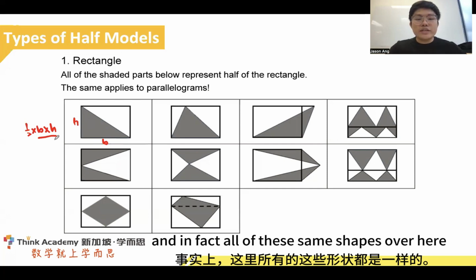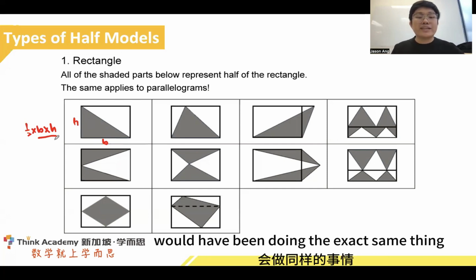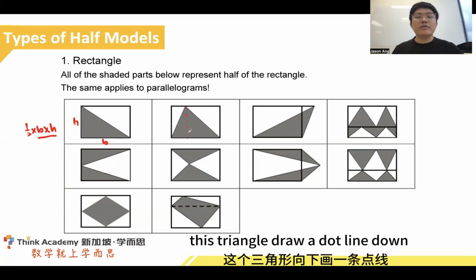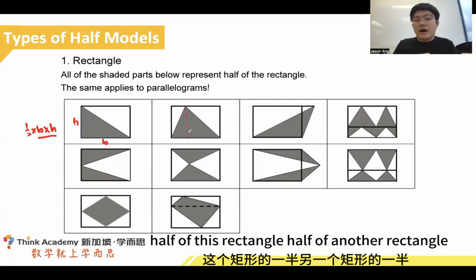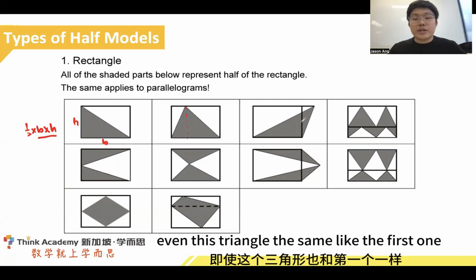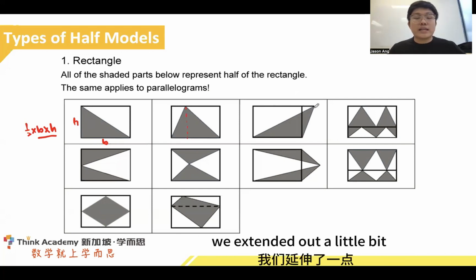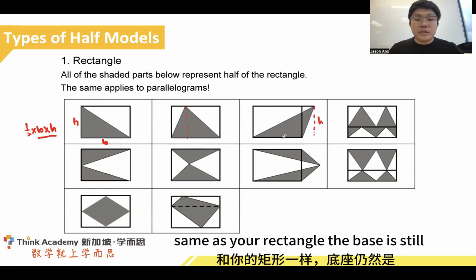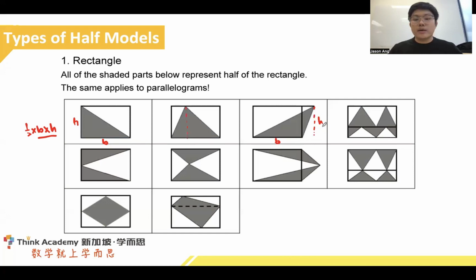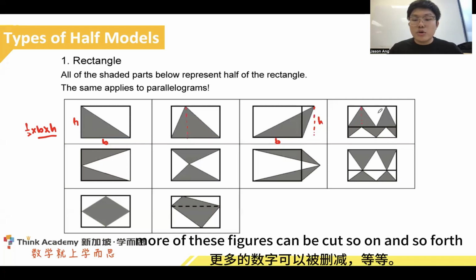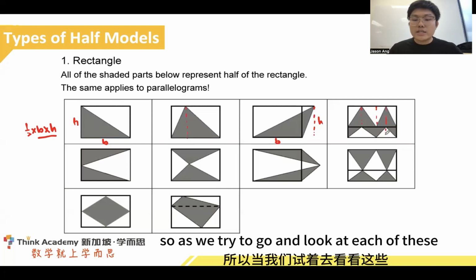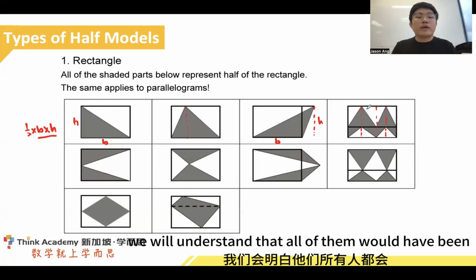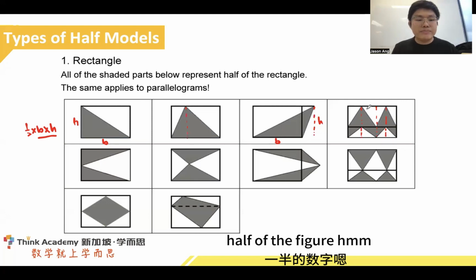And in fact, all of these same shapes over here would have been doing the exact same thing. As you can see here, this triangle, draw a dotted line down, half of this rectangle, half of another rectangle. Even this triangle, the same like the first one, we extend it out a little bit, but the height is still going to be the same as your rectangle. The base is still identical as well. More of these figures can be cut, and so on and so forth. So as we look at each of these figures here, we will understand that all of them would have been half of the figure.